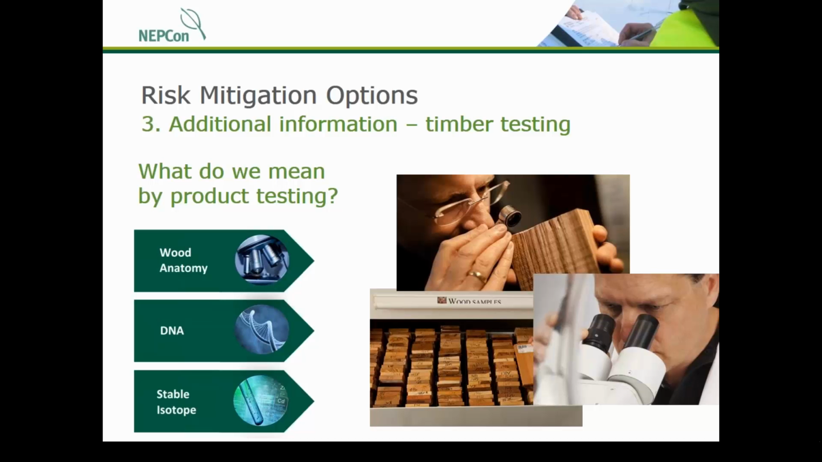which can be used quite efficiently to identify the origin of material. So all these methods have different applications and can be used depending on the type of risk and depending on what it is you would like to know. For example, wood anatomy is efficient in identifying the species, whereas stable isotope cannot be used for species identification, but is much more efficient in evaluating the origin of the material.